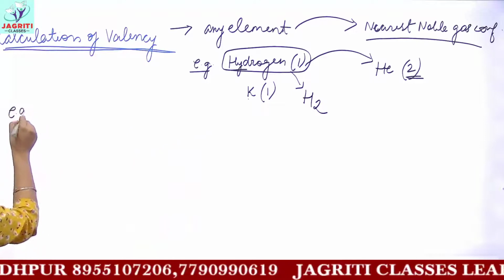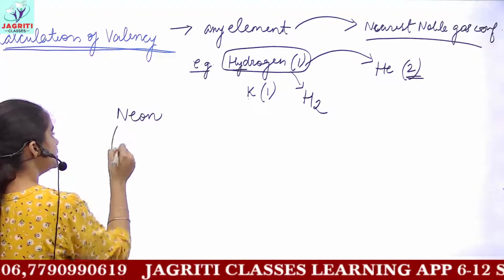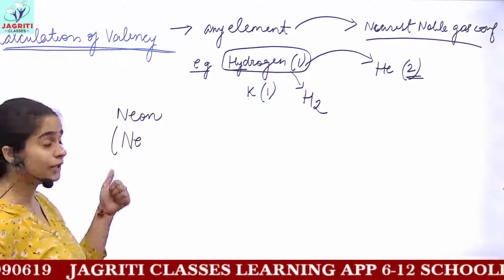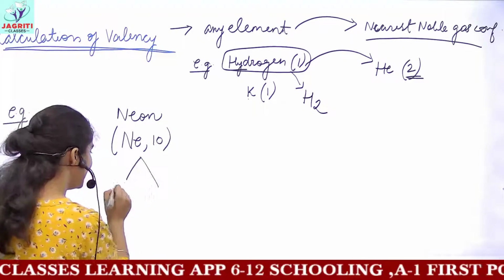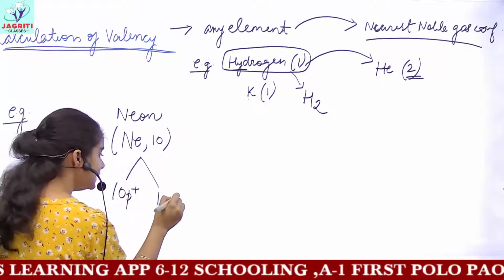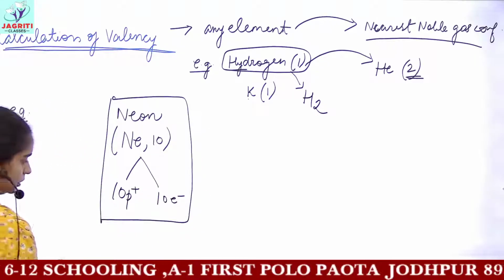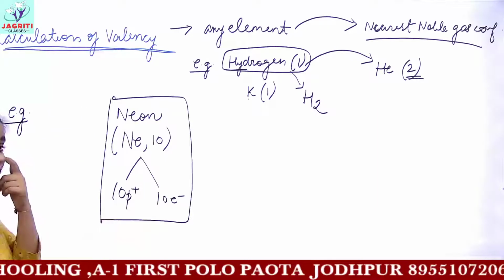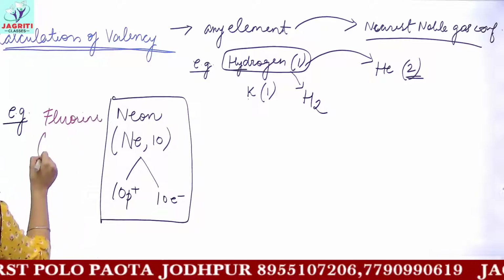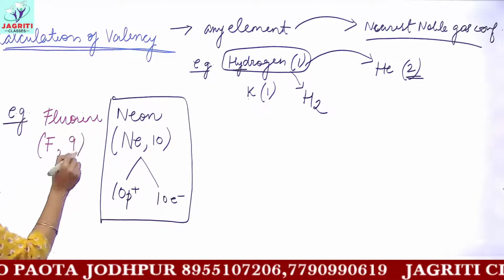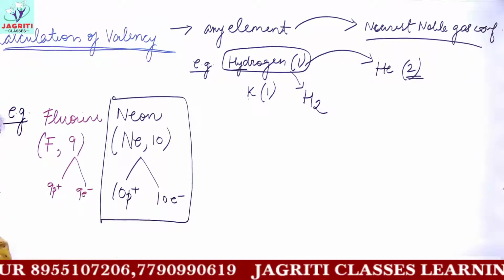Now taking another example, let's suppose the noble gas is neon. Neon is denoted by the symbol Ne, capital N, small e, and the atomic number of neon is 10. That is, neon has 10 protons and 10 electrons. Now this is your noble gas, neon. The neighboring elements of neon are, here comes fluorine, which is denoted by the symbol F, and the atomic number of fluorine is 9. 9 means it has 9 protons and 9 electrons.